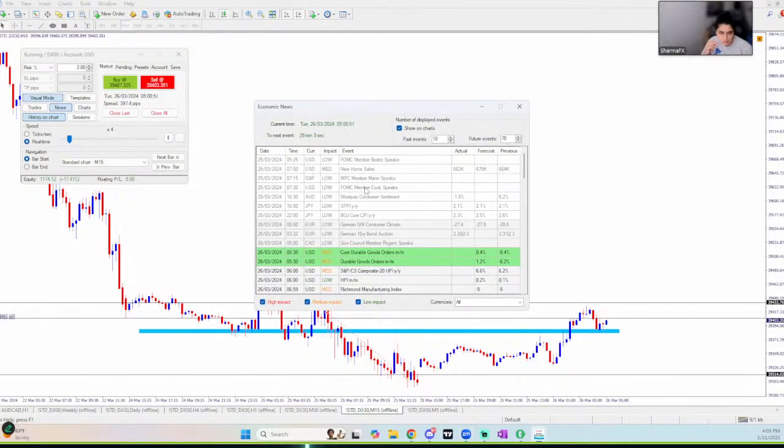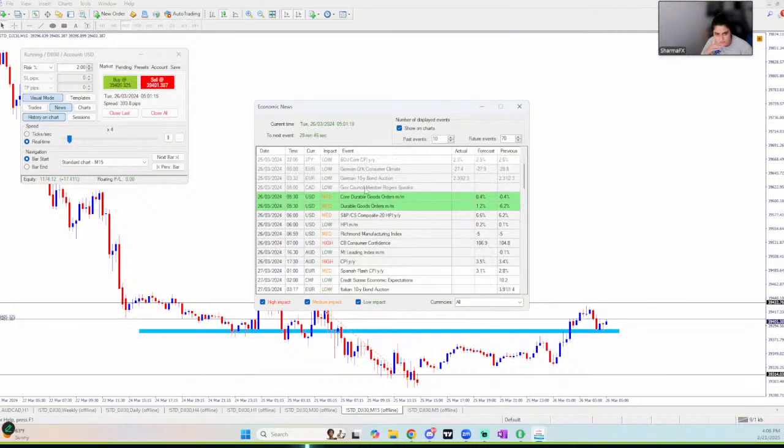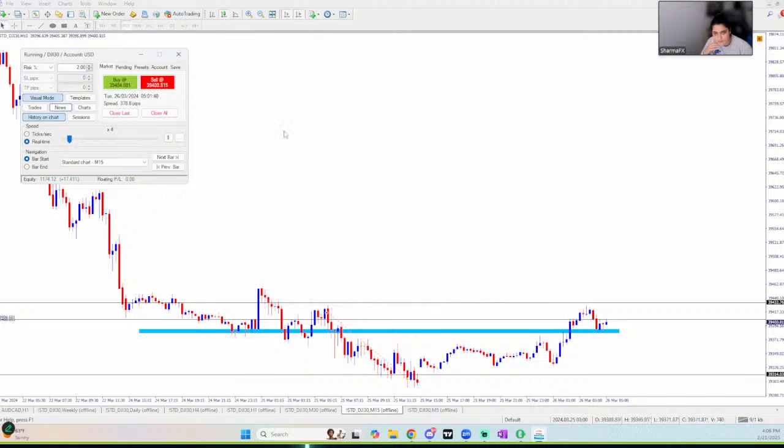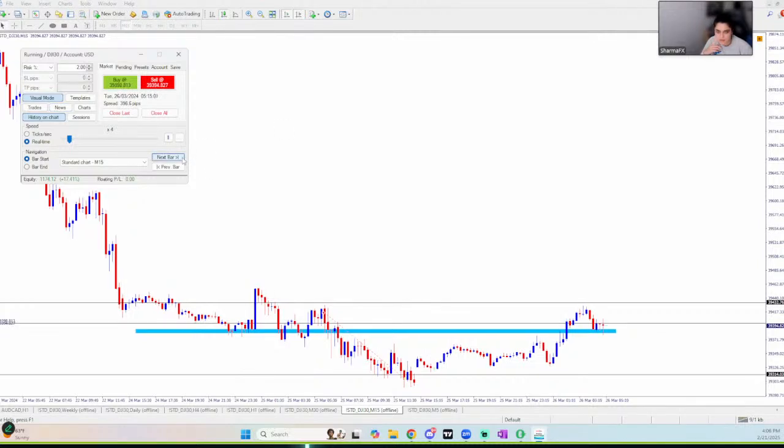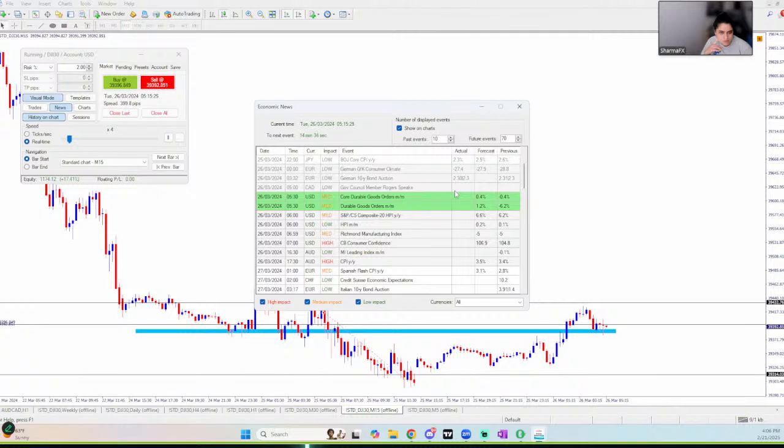Let's take a look at news. We have some medium impact news coming out in 30 minutes. And then you have consumer confidence coming out after that, which is the high impact news. I'm going to skip to get as close to that 5:30 mark because that's what we want to be trading. Let's see if we can actually get some reaction out of that news.